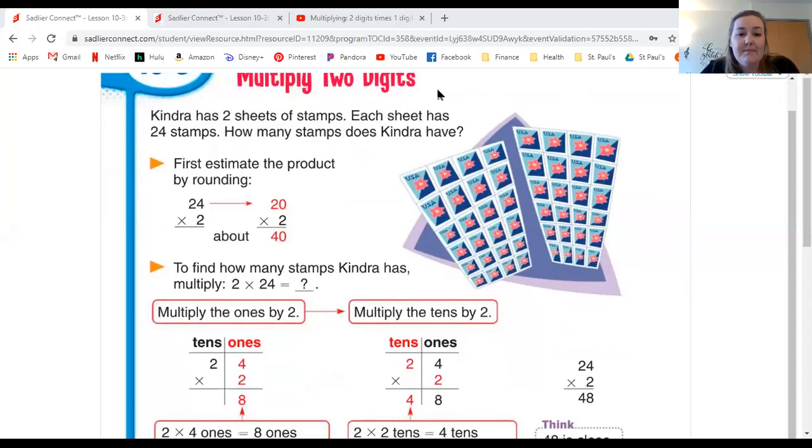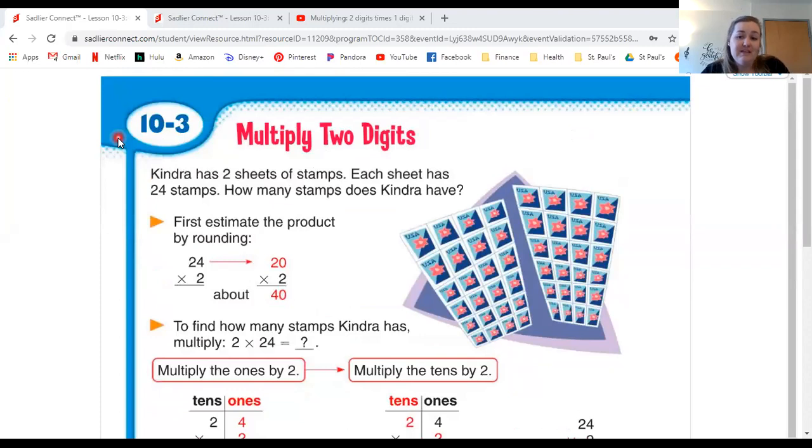So let's go ahead and go to what our book says so I can show you what we're going to be working on today. If you look, we're going to talk about multiplying two digits. So we know what 12 times 2 is, but sometimes if we get further out, like 56 times 7, that's not something we can figure out just off the top of our head. We don't know our 56 times table. So this is ways that we can figure this out.